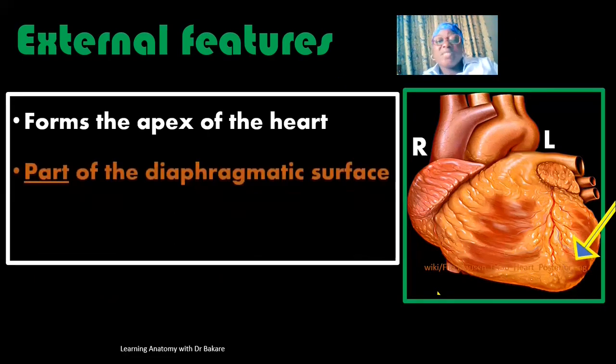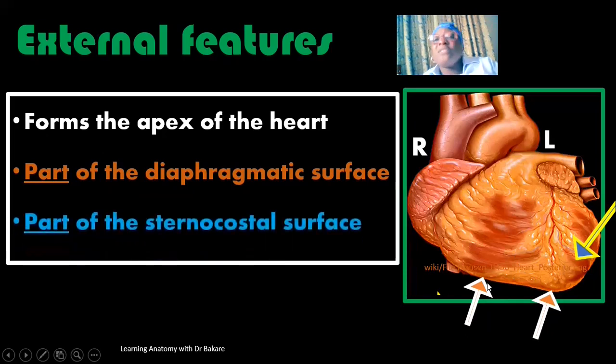Also, the left ventricle forms part of the diaphragmatic surface of the heart. This is the diaphragmatic surface of the heart at the inferior part. The diaphragmatic surface of the heart is the surface through which it connects with the diaphragm, and this surface is formed by the left ventricle. So this is the left ventricle where it forms the diaphragmatic surface. The remaining part of the diaphragmatic surface is formed by the right ventricle. So these two ventricles form the diaphragmatic surface of the heart.